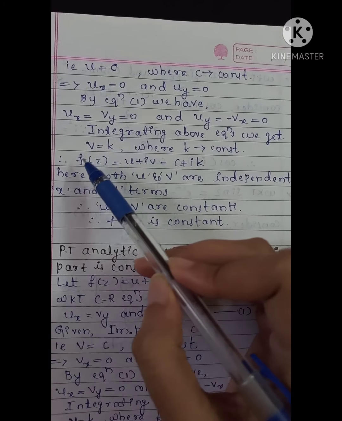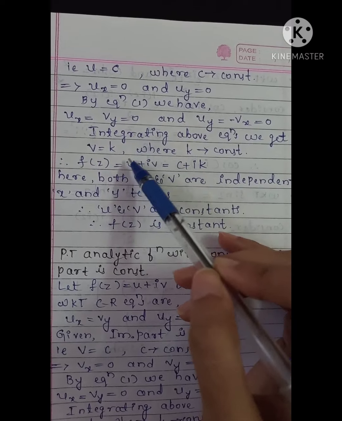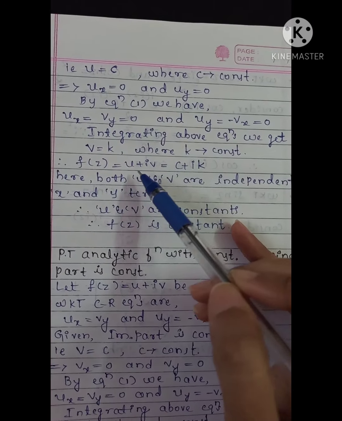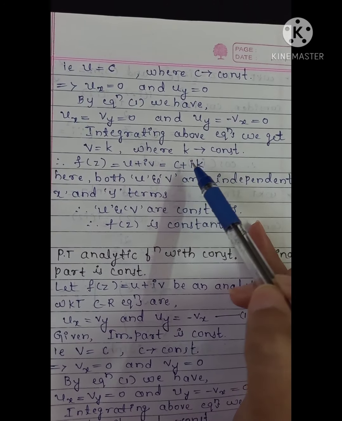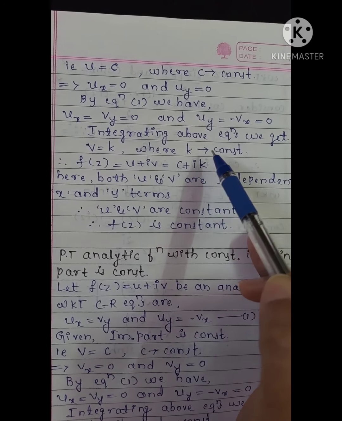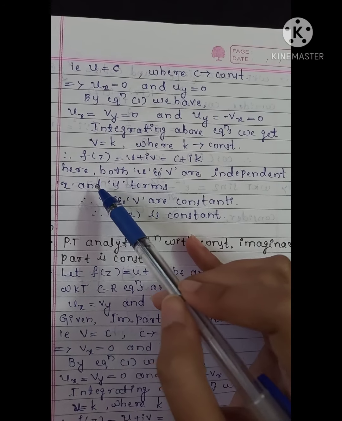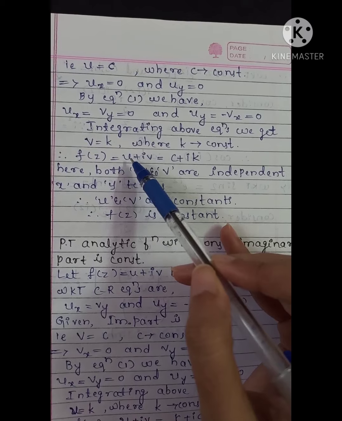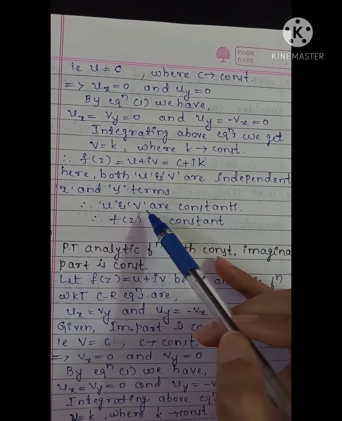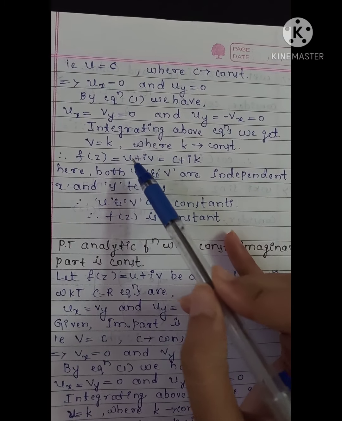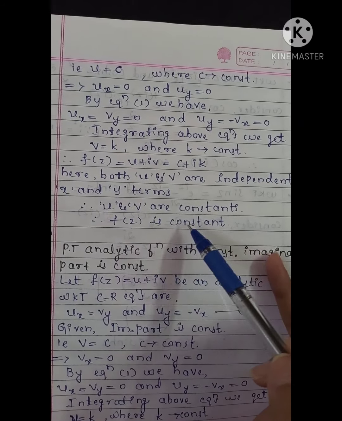And we know that f of z can be expressed in the form u plus iv. We know the value of u, that is c, and we got the value of v as k, which is equal to c plus ik. Here both u and v are independent of the x and y terms. U and v do not contain any x and y terms, therefore they are treated as constants, and the sum of two constant terms is again a constant. Therefore, f of z is constant.